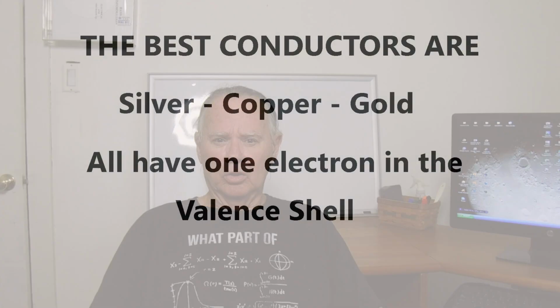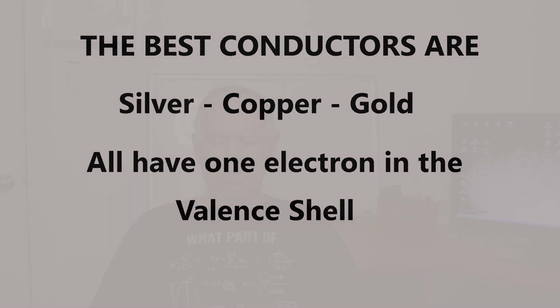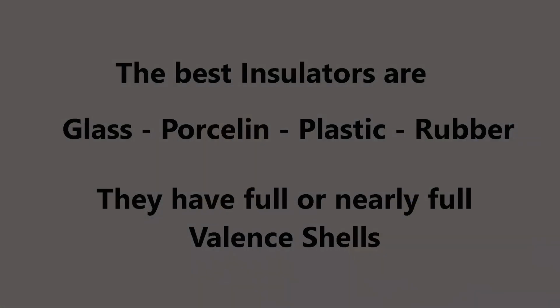So let's first talk about the conductor. Good conductors are copper, gold, silver, and usually metals. Other things are conductors, but it's normally metals. They're the best. The reason is because they only have one electron in that valence shell that we've talked about. That one electron in the valence shell allows that electron to break away quite easily.